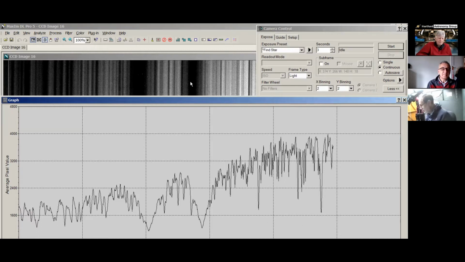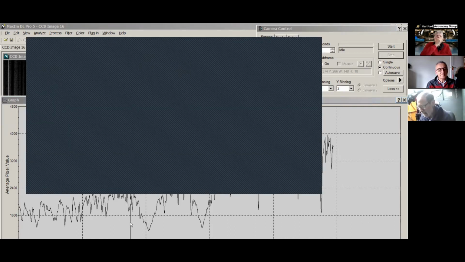Right, so that concludes the tour of the solar spectrum. I just wanted to show you this core of spectroscopy. Can you see that, Alan?